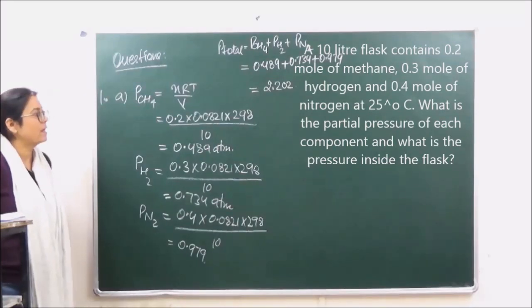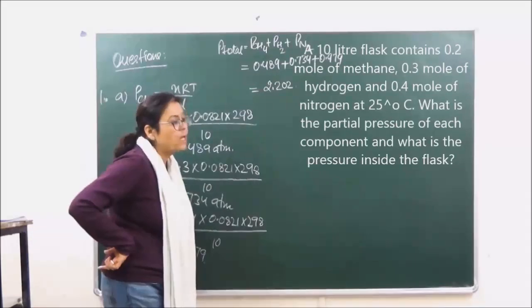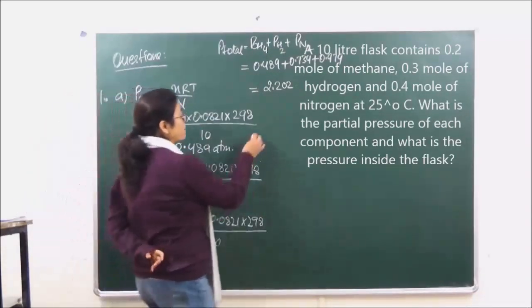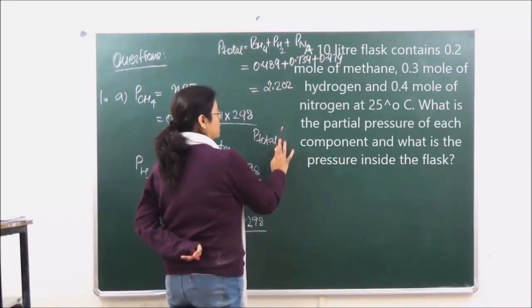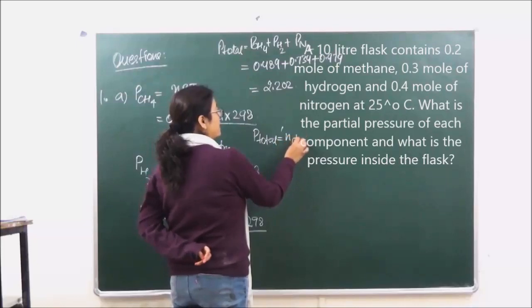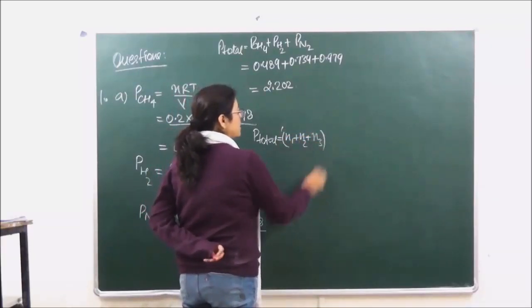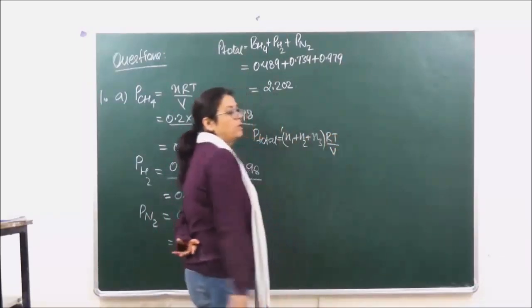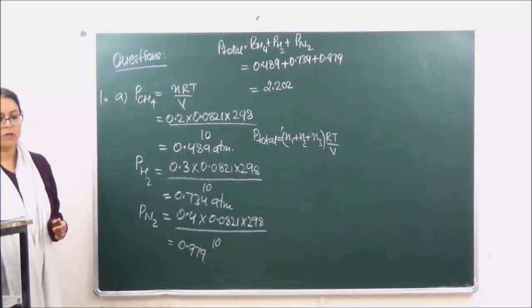इस तरह से आपके करना है. But अगर suppose they have asked you only to calculate P total, in case of P total you can use the formula P total, that will be equal to what? N1 plus N2 plus N3 RT upon V. Okay? Then let's go on to question number 2.